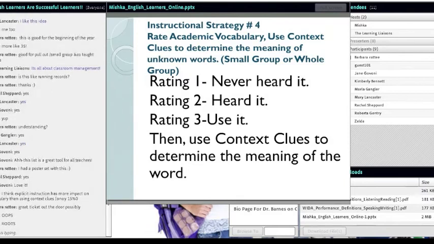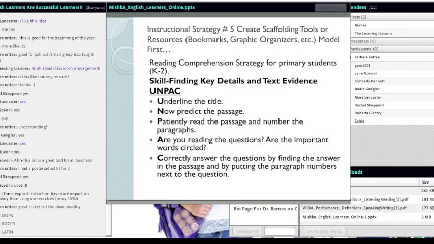All right, so let's go on to the next one. The last strategy that I have here is creating scaffolding tools or resources like bookmarks, graphic organizers, etc. But before you do that, you have to model instruction. This is basically a reading comprehension strategy for primary students. I have one for primary and intermediate students, and it's called Unpack.